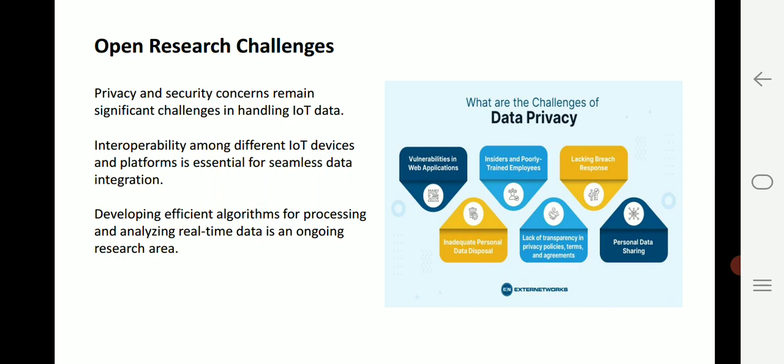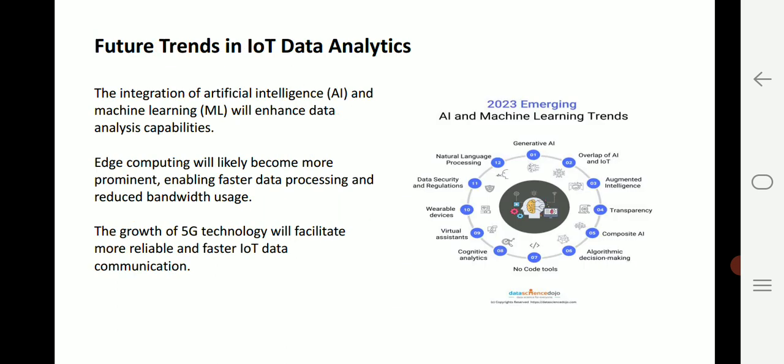Privacy and security concerns remain significant challenges in handling IoT data. Interoperability among different IoT devices and platforms is essential for seamless data integration. Developing efficient algorithms for processing and analyzing real-time data is an ongoing research area.